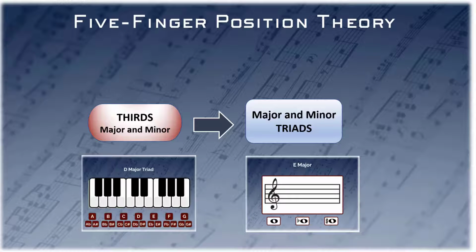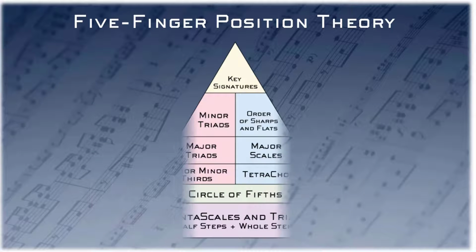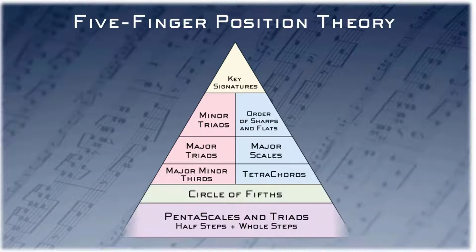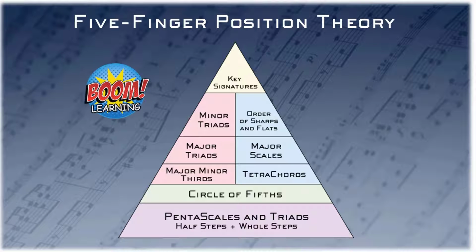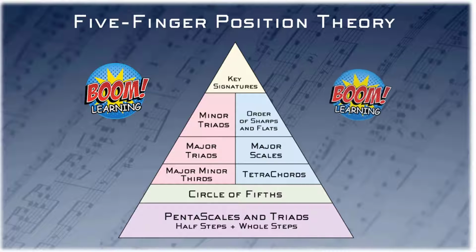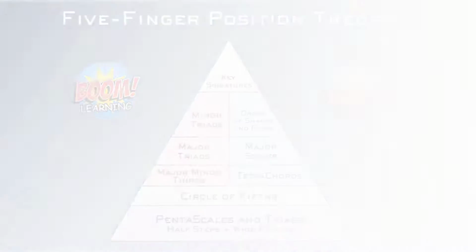In a nutshell, the Pianophonics Boom Library provides theory activities and games to reinforce the evolution of fundamental concepts and structures in music theory. The base of our theory triangle, half steps and whole steps of the pentascale structure, evolves into the circle of fifths, the framework for music theory. And tetrachords and thirds are the lowest common denominators for all scale, chord, and construction. Theory can be taught before notation as well as with notation.